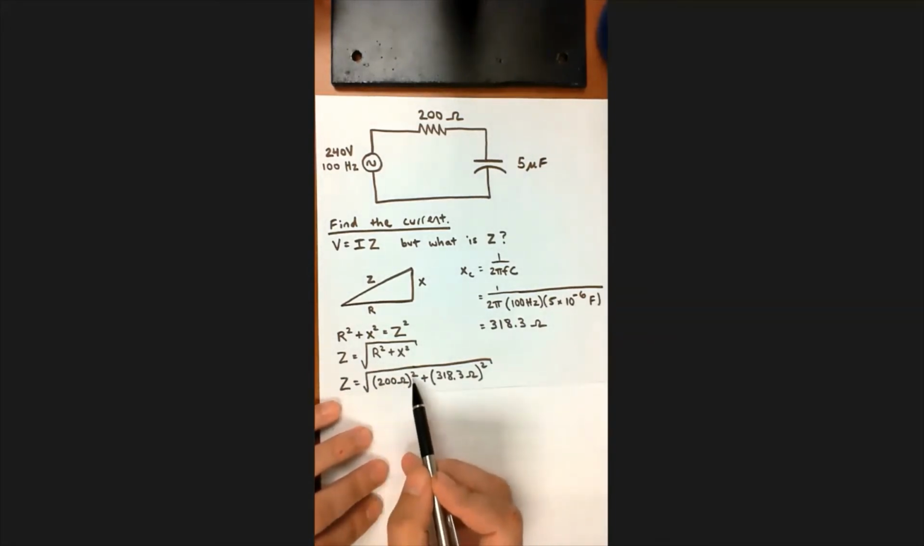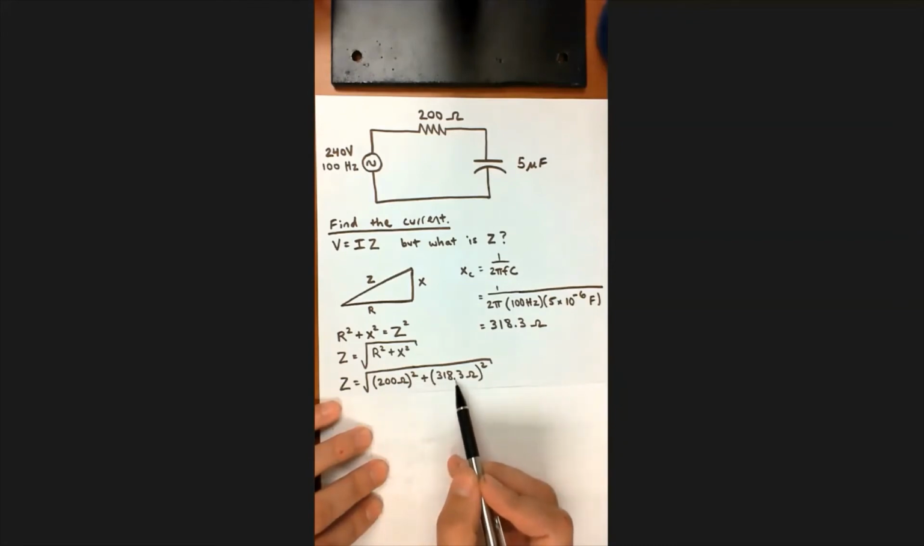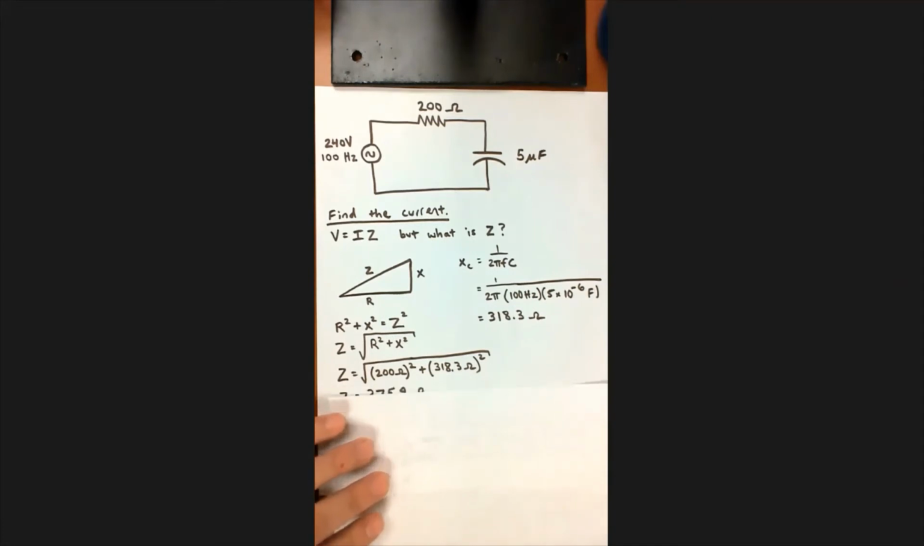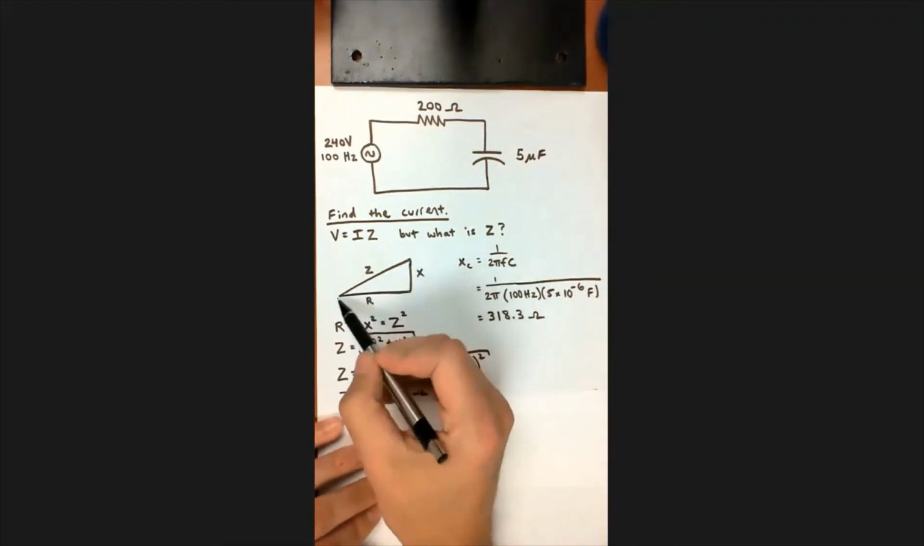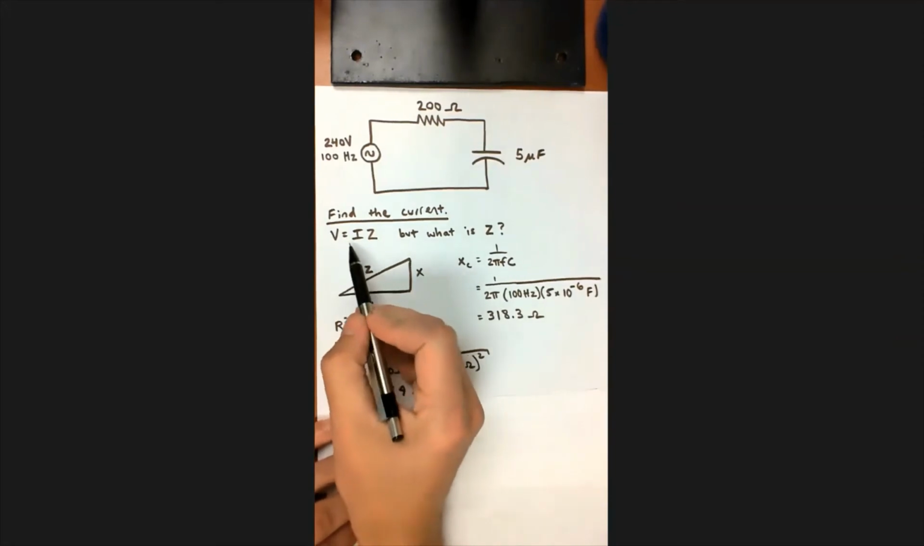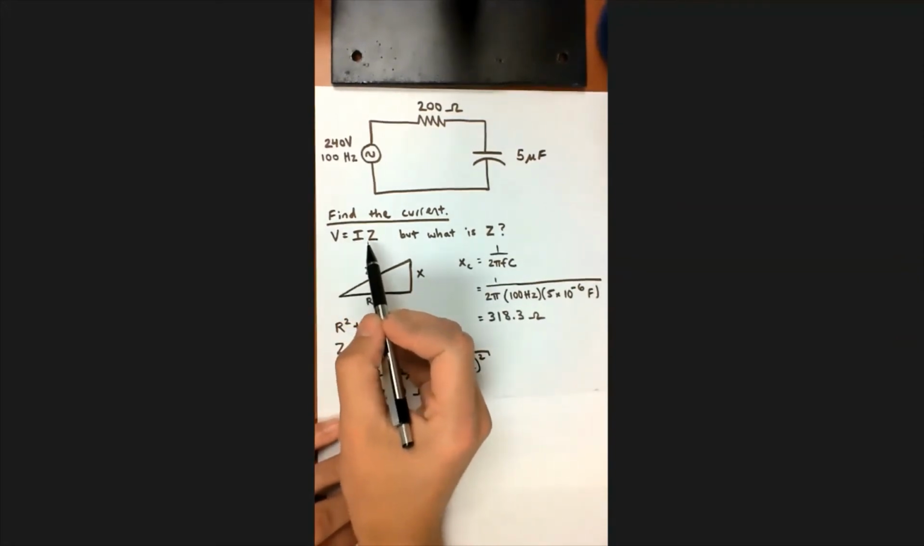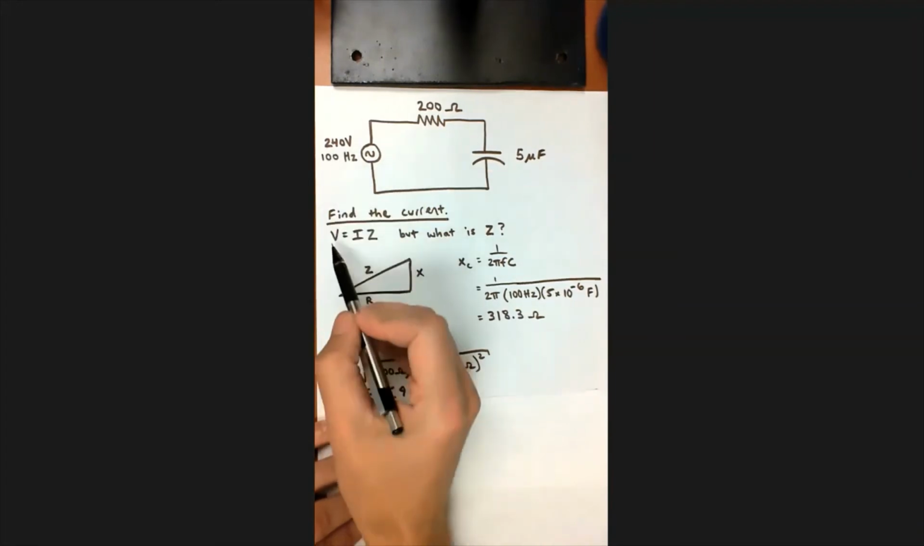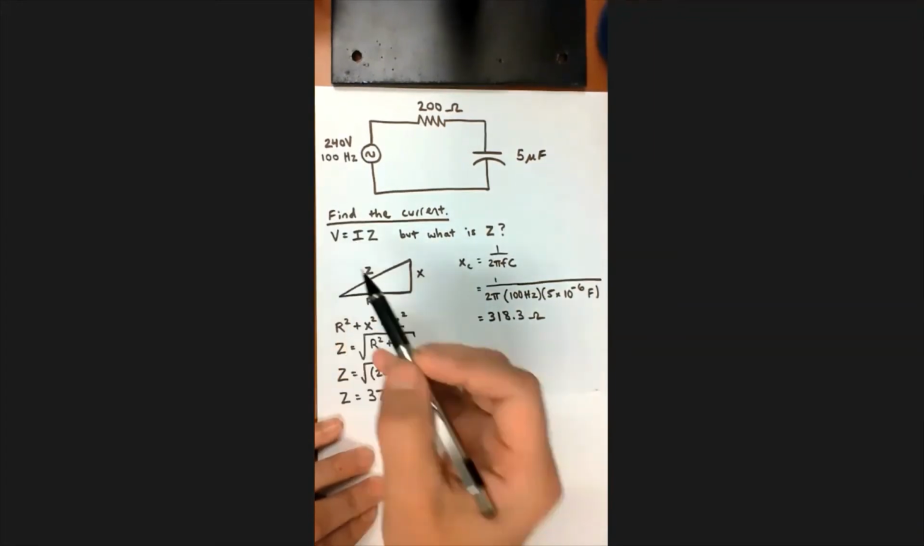So 200 ohms squared plus 318.3 ohms squared. And you'll find that the impedance is 375.9 ohms. That's our hypotenuse right here. And now we're in business, because now we can use this equation. Now we finally know Z. And we know V because V was given, so we can find our current I.